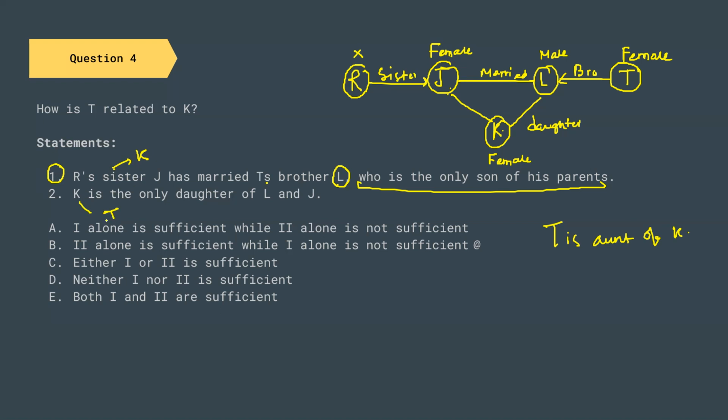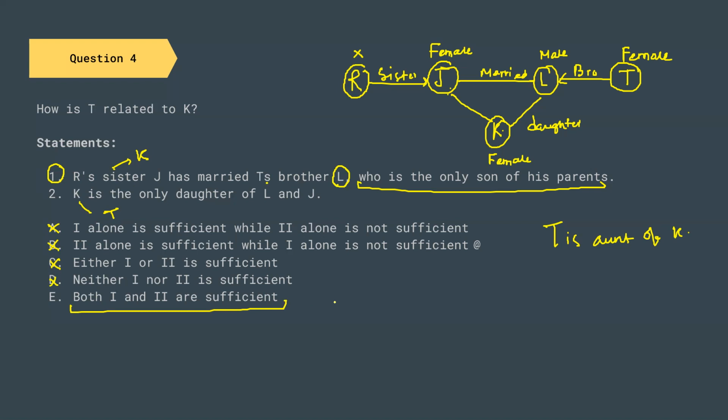We get the cumulative, or the bigger picture, if and only if we look at the two statements together. So, one alone is not sufficient, two alone is not sufficient, either of them is not sufficient, neither of them is also not sufficient. Both one and two together are sufficient to answer this question.